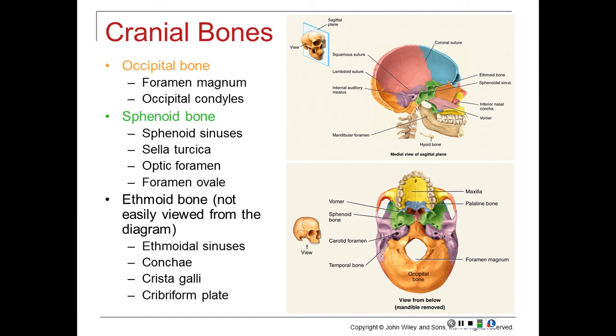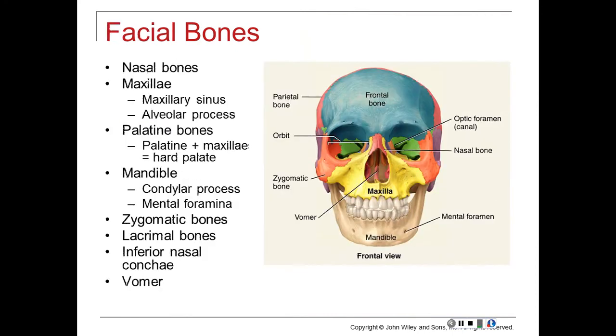It has a concha related to it, and you can see those on the nose right here, this little pink guy. I'll point them out on another diagram. There's also the crista galli and cribriform plate, both of which you can't see from these diagrams. I'll point them out later.